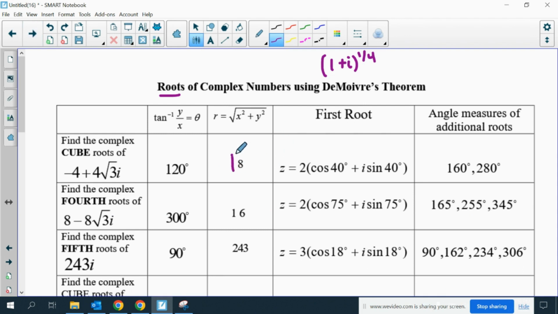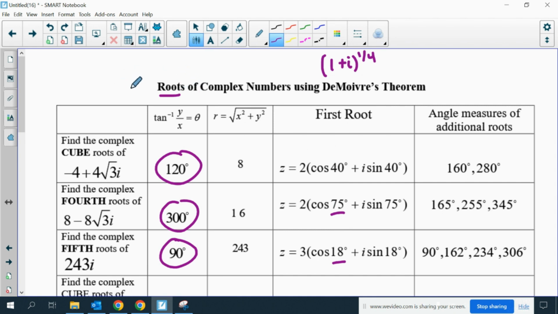So notice what happens here. I take my radius, I take the cube root of this because it's asking for the cube root. Radius of 16, I take the 4th root of it. 243, I take the 5th root, so the 5th root of that would be 3. So notice what's happening to all of those radii is that you're just taking whatever root it is, and then for the angles, you divide. 120 divided by 3 is 40, 300 divided by 4 is 75, 90 divided by 5 is 18. So you can easily get these angles.